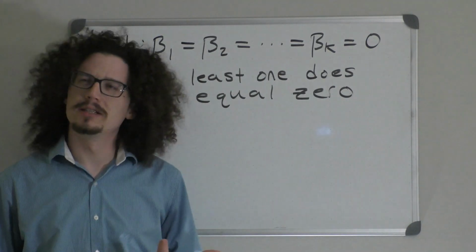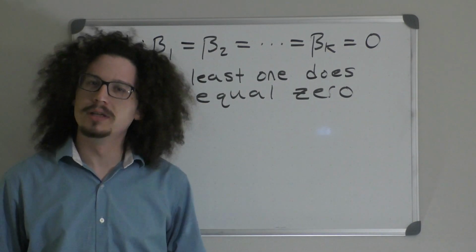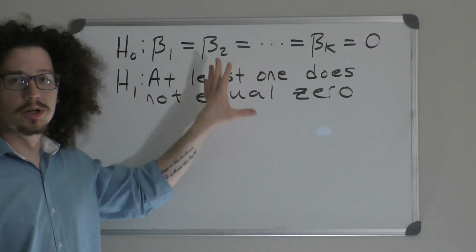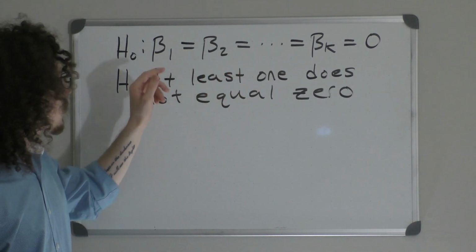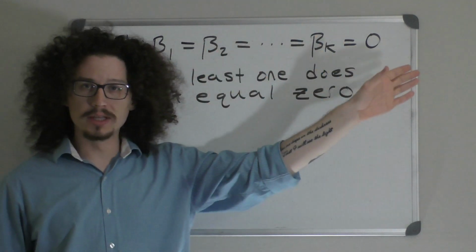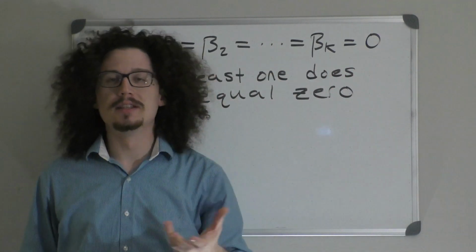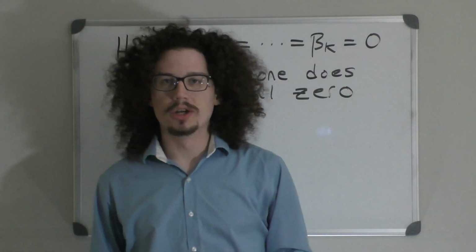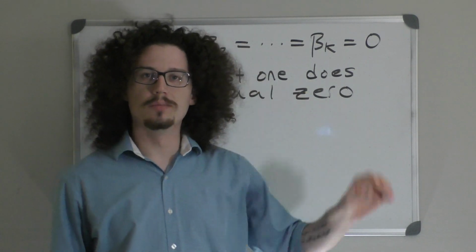One, this should look somewhat familiar. Not exactly familiar, but some. This should look familiar, right? We've got multiple parameters. We've got multiple equal signs. This is very much like ANOVA, right?